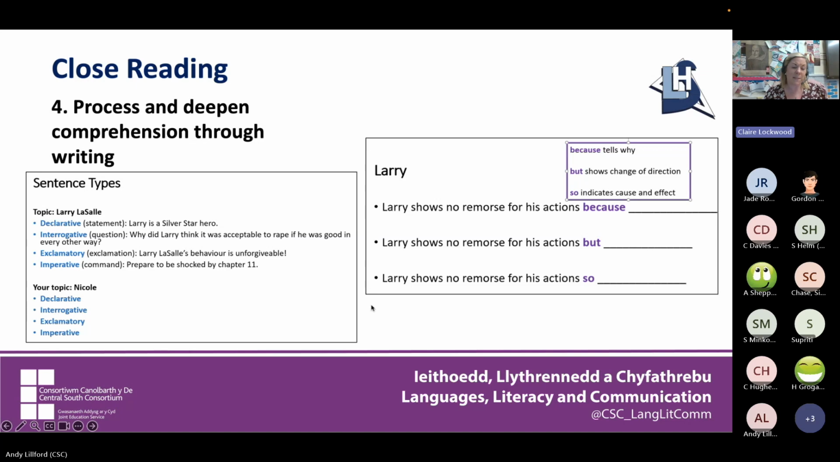This sort of activity I often start by using mini whiteboards, just to see if the students have understood the process of the sentence stems and how to complete them, but then they form part of their bigger answers and their comprehension and their analysis. Okay, next slide.